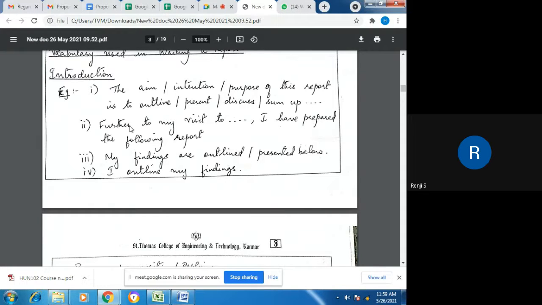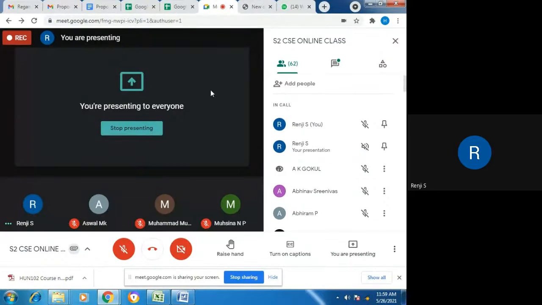If you're going to write a paragraph about it, then you can say it is to outline. If you're going to present the report, then you can say it is to present. If you're going to have a discussion regarding a group of people, then you can write it as discuss. If you're going to summarize the report, then you can write the aim is to sum up this report. Okay, is it clear?